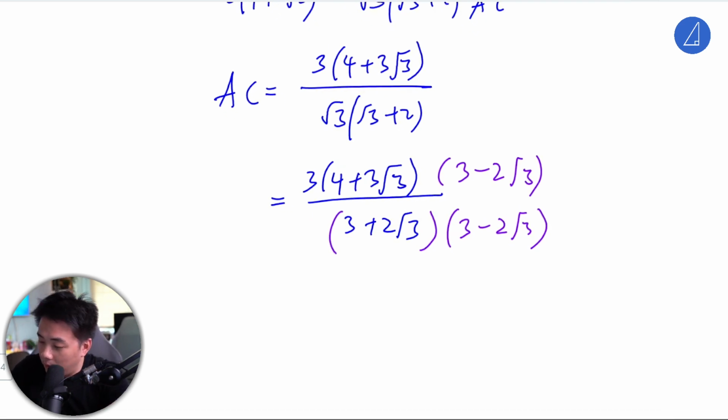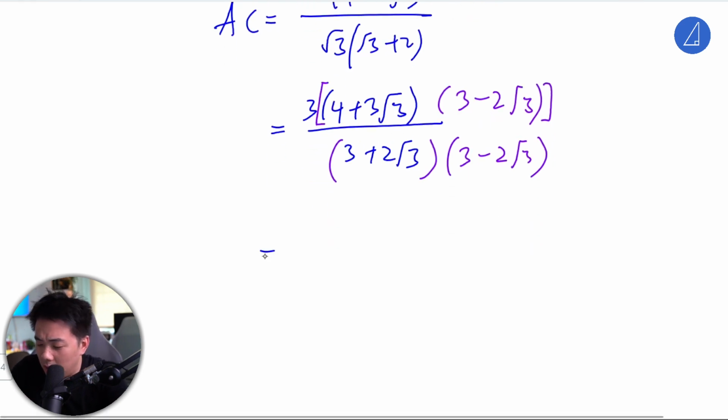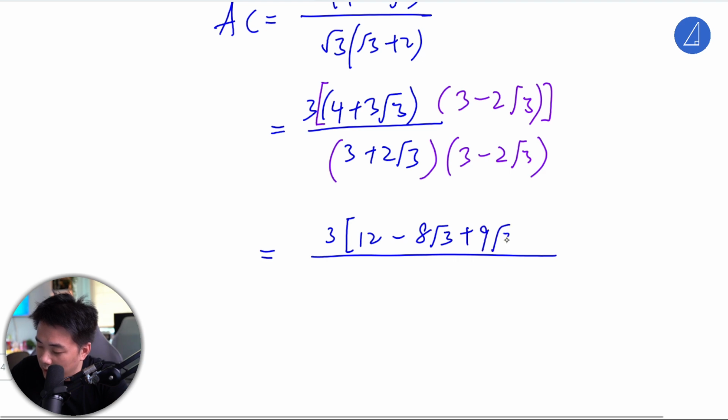Now what I'll do is work this out. So expand the top here. I'll leave the 3 outside because I don't want to deal with very huge numbers, but if you want to multiply everything out, that is okay as well. 4 times 3 is 12. 4 times minus 2 root 3 is minus 8 root 3. Then 3 root 3 times 3 is 9 root 3, minus 6 root 3 times root 3. Maybe I just slow this down. The last one is slightly trickier.